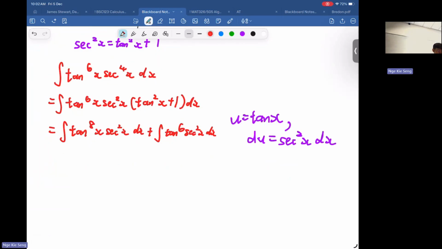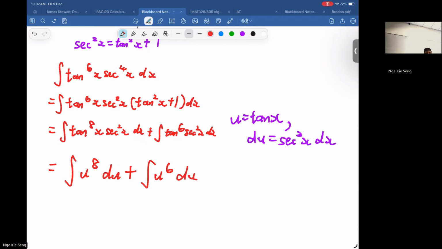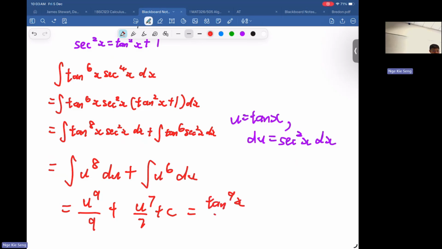So in this case here, what do you get? You just get u to the 8 du plus u to the 6 du. Like that. Then this is just a nice integral, very nice, which is tangent 9x over 9 plus tangent 7x over 7 plus c. Okay or not? Any question so far?